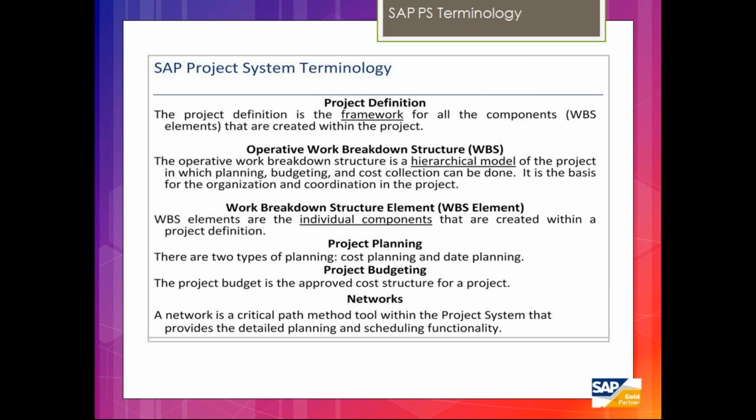Then we have 2 different types of planning structures. One is the operative structure, another one is the standard structure. In the operative structure, we do all types of cost planning and revenue planning, along with the actual postings. But the standard structure we can use only from a template point of view. You can do all types of cost planning, revenue planning, resource planning, schedule planning and milestone planning. Every sort of planning you can do, but you cannot post any actuals.